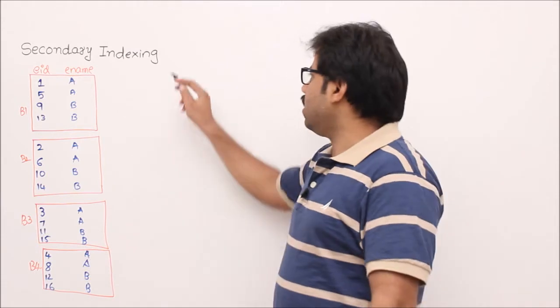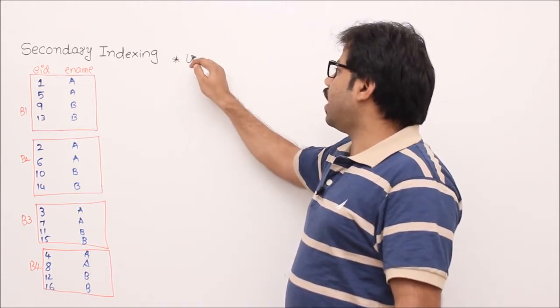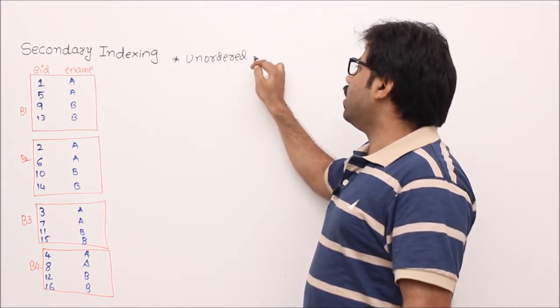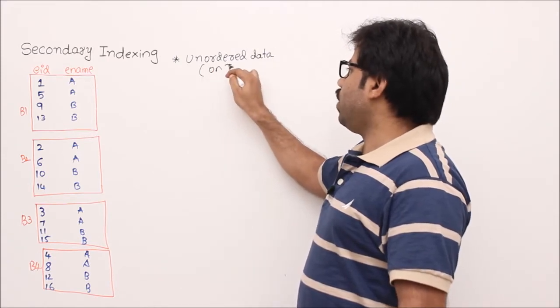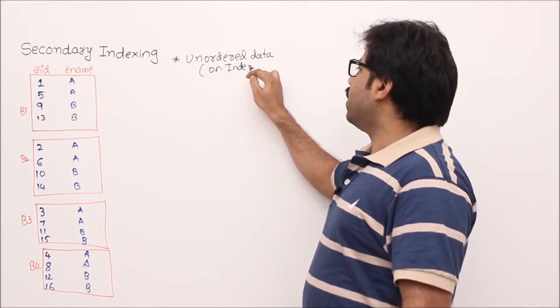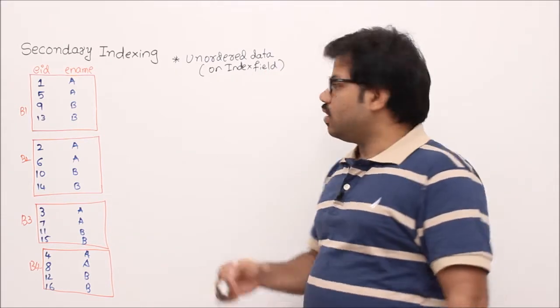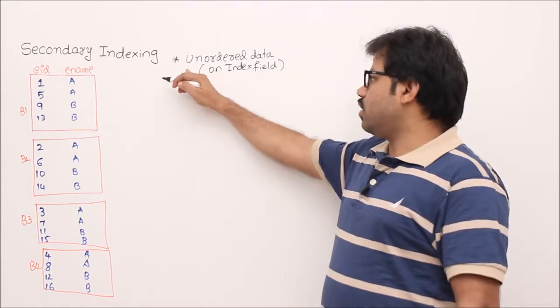In secondary indexing, the data need not be ordered. That means our data is usually unordered with respect to the index field. Now there are two kinds of indexing techniques possible. Only this condition you remember.